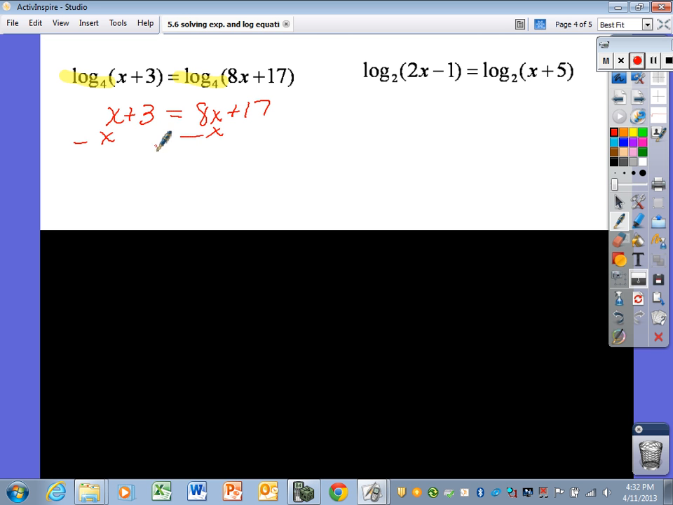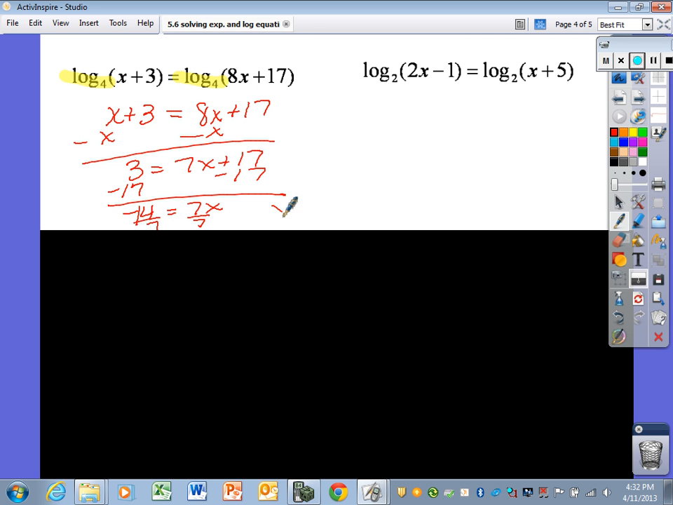Subtract x. 3 equals 7x plus 17. Subtract 17. Negative 14 equals 7x. x equals negative 2.